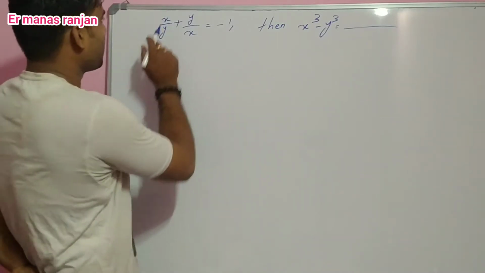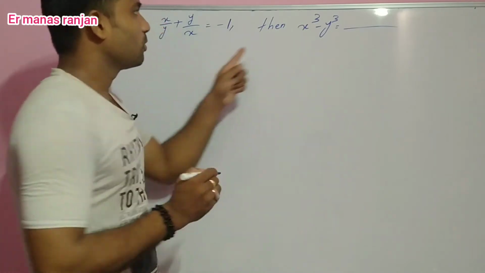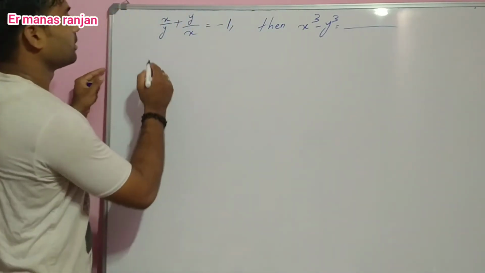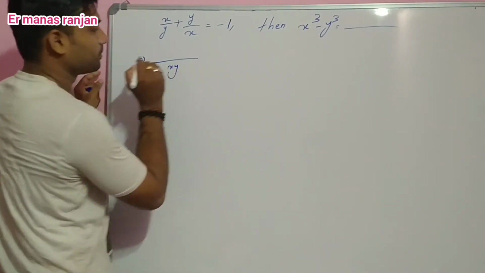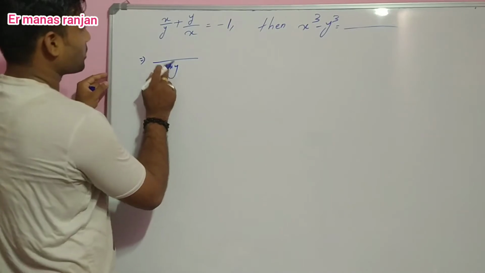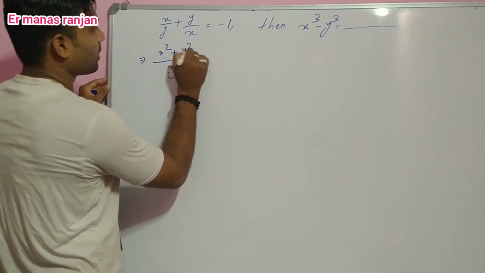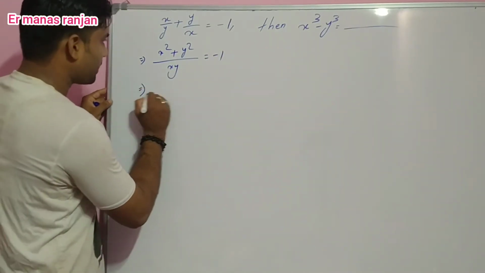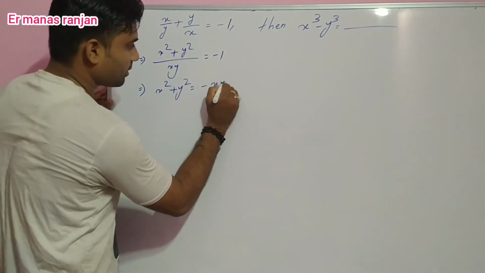Question: given x/y + y/x = -1, what is the value of x³ - y³? We know that, first solve it. What is the LCM of xy? xy divided by y, you will get x² + y² = -xy. Understood?